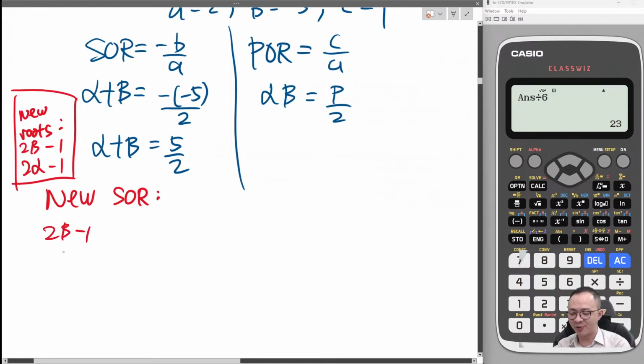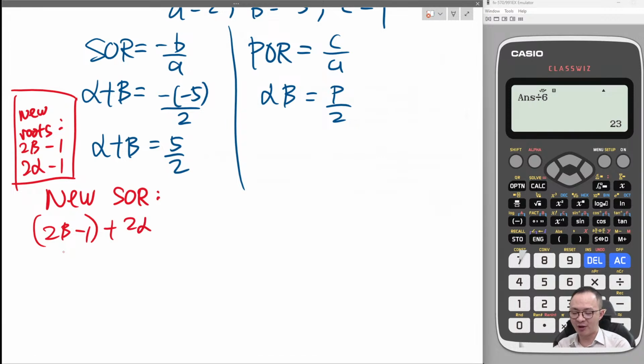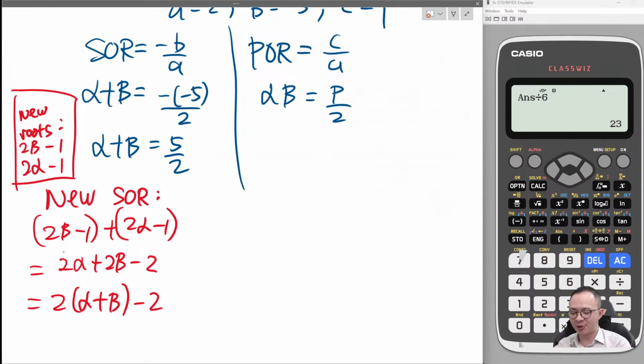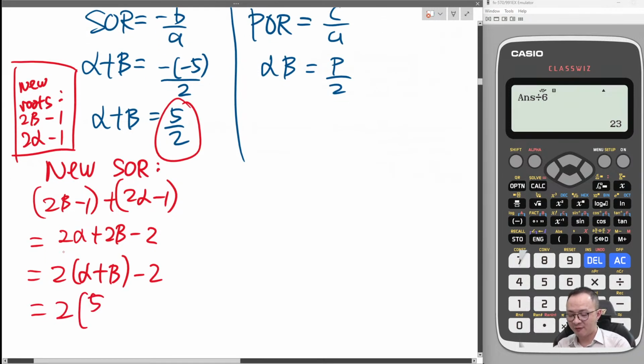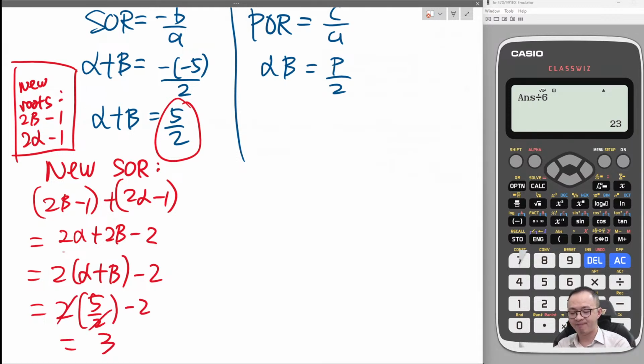2 alpha minus 1 plus 2 beta minus 1. So this one will equal 2 alpha plus 2 beta minus 2, isn't it? If I take out the 2, it's alpha plus beta minus 2, isn't it? And I got alpha plus beta, 5 over 2. 5 over 2 minus 2. Cut, I get 3. Done.